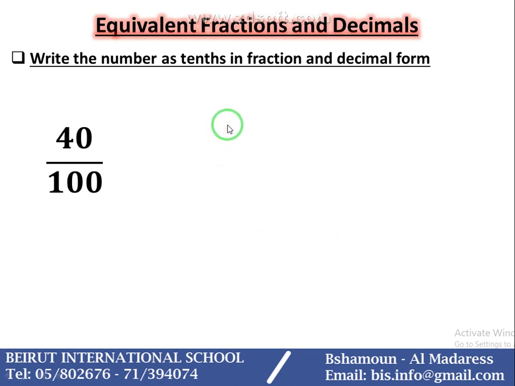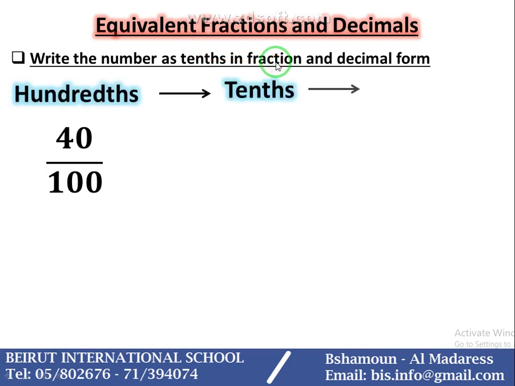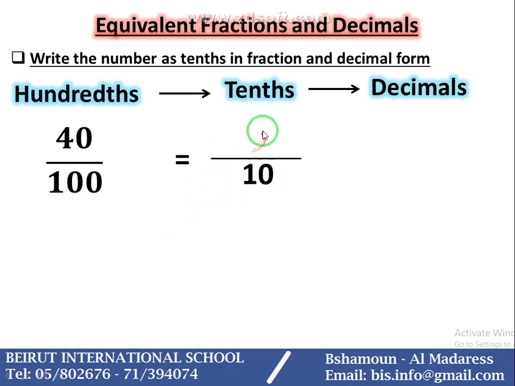Let's move to the other example, which is 40 out of 100, and we have to write the number as tenths in fraction and decimal form. And as you know, tenths is represented by a fraction which has the number 10 as a denominator. In order to find the numerator over here, all you have to do is ask yourself, what did we do to change 100 into 10?